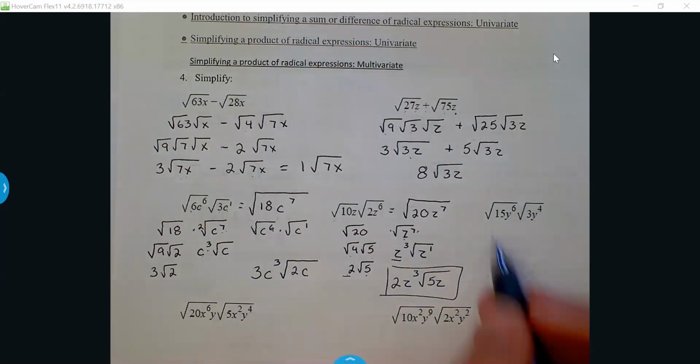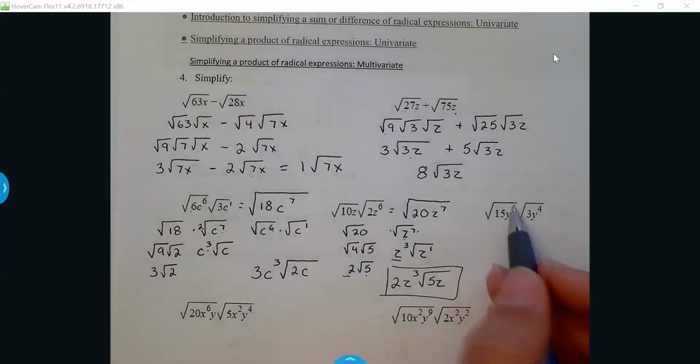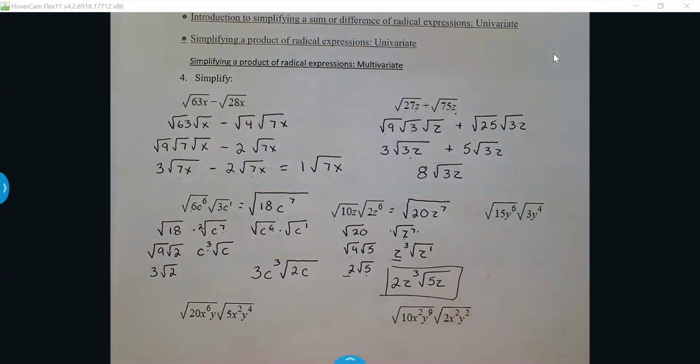Okay. Over here, we have the square root of 15y to the sixth times the square root of 3y to the fourth. So if I multiply these together, this would become the square root of 45y to the 10th.